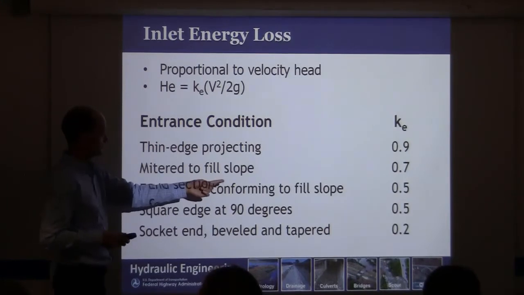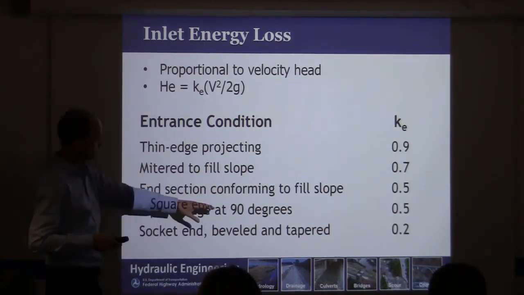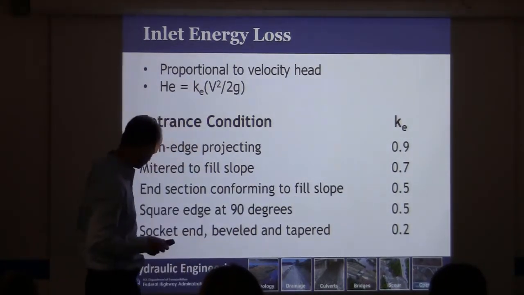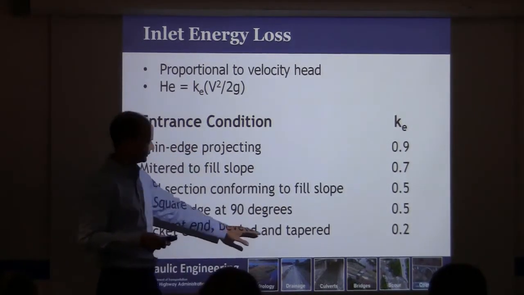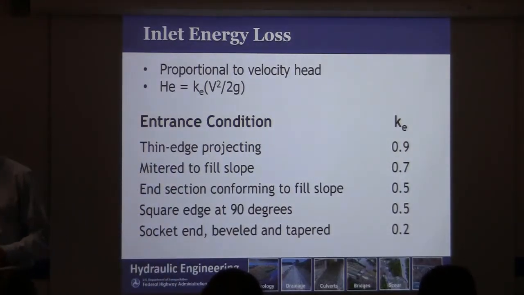End section, that one's a weird one. End section conforming to fill slope. Square edge at 90 degrees is 0.5. Socket end or a beveled entrance is 0.2. You put that bevel on your headwall, that's a 0.2.